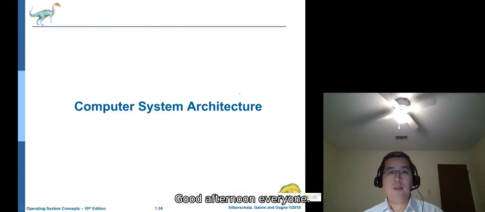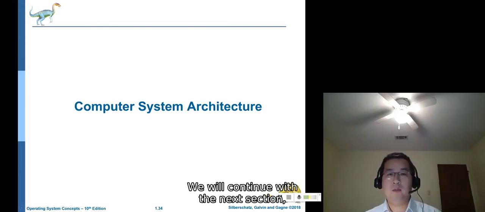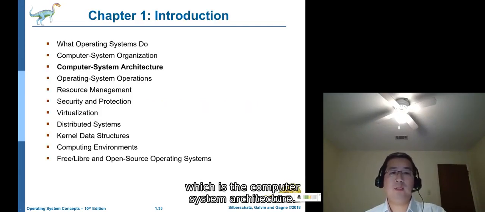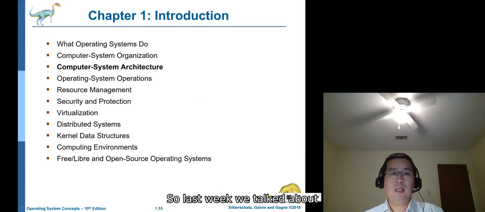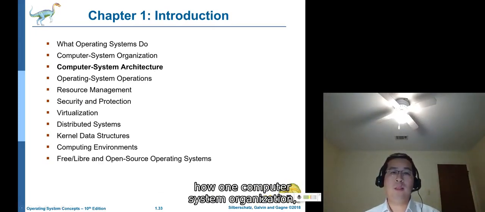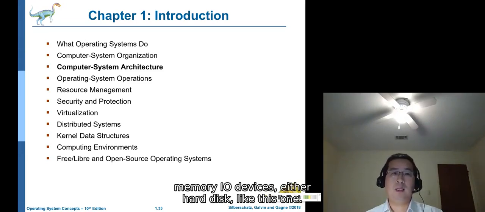Good afternoon, everyone. We'll continue with the next section, which is computer system architecture. Last week we talked about computer system organization. Basically, that is about one computer system: its organization, for example, a CPU, memory, I/O devices, a hard disk. And then we want to talk about the computer system architecture.